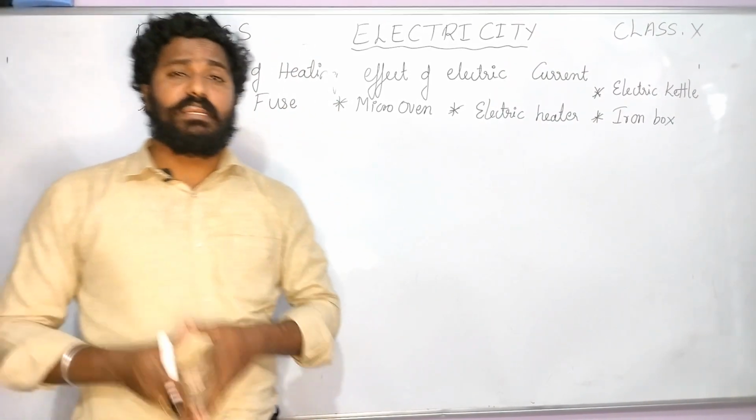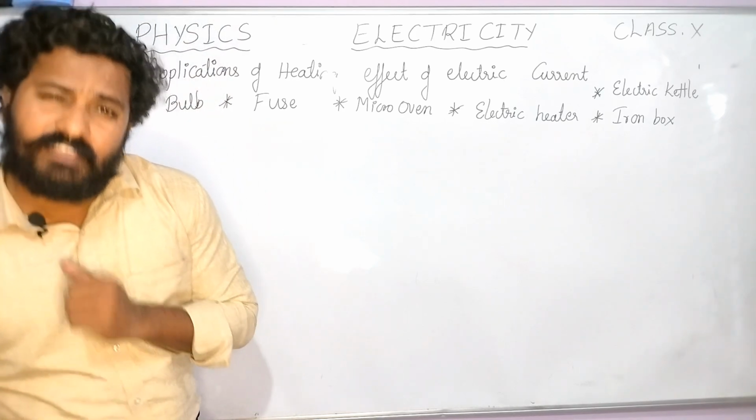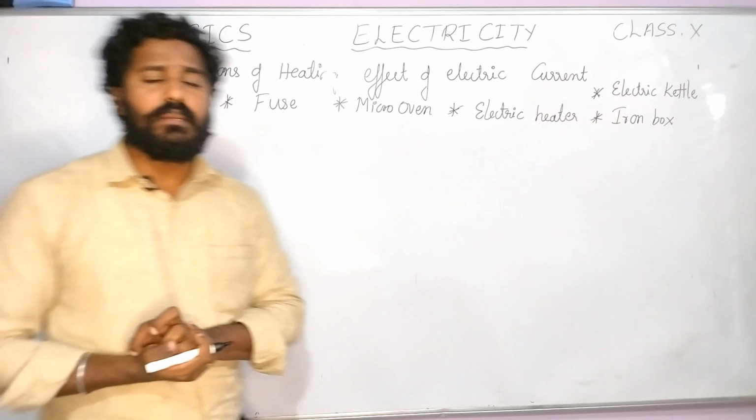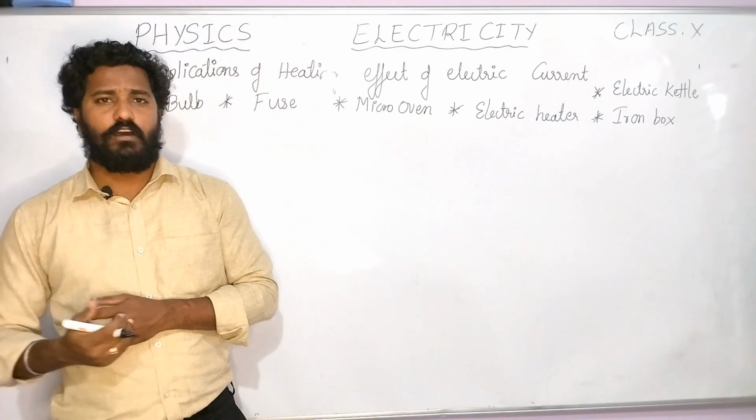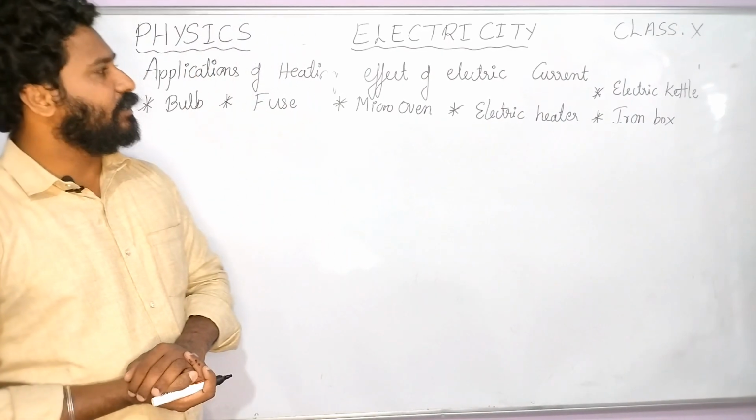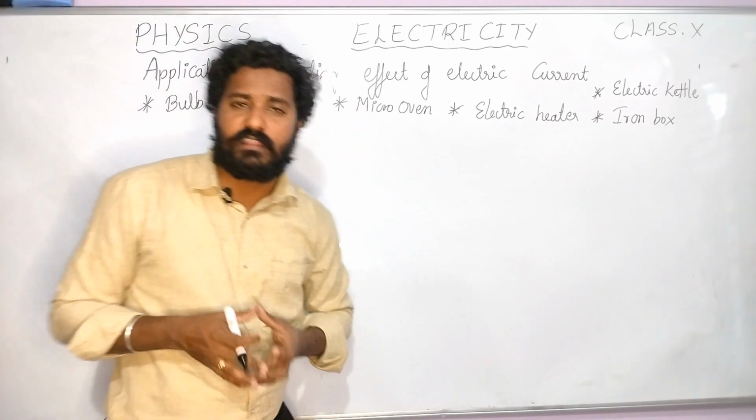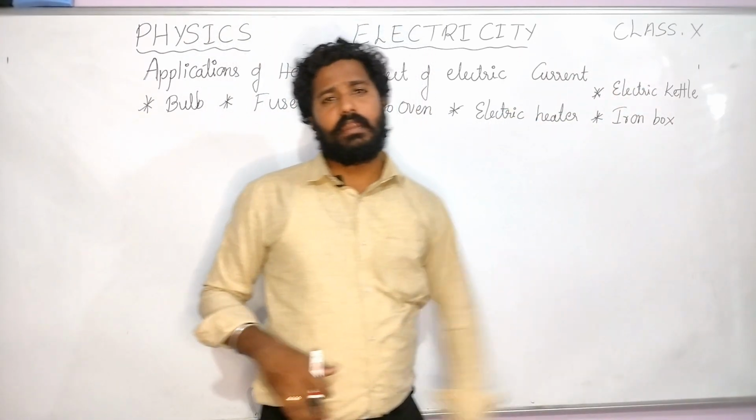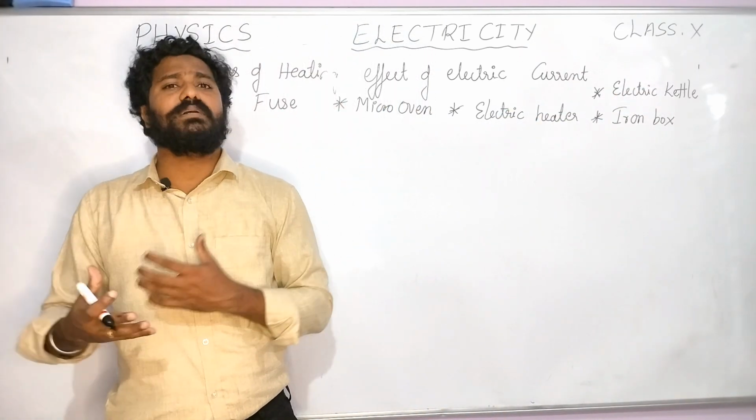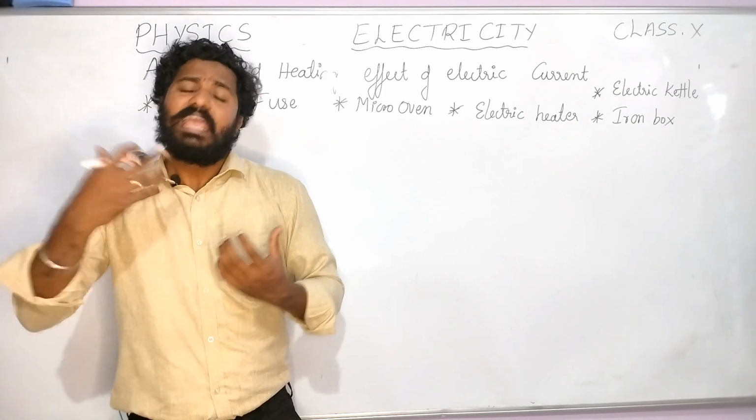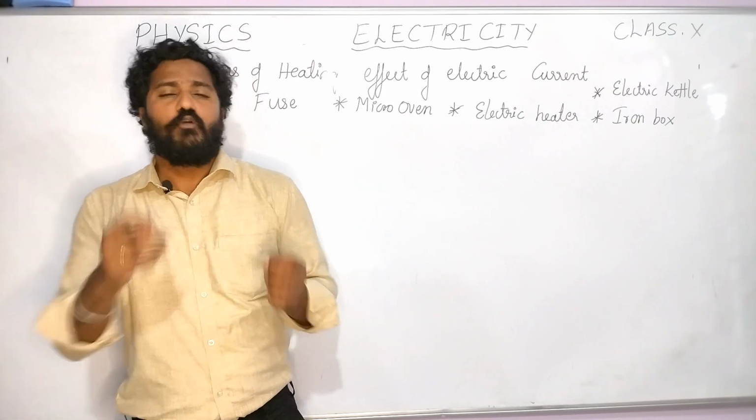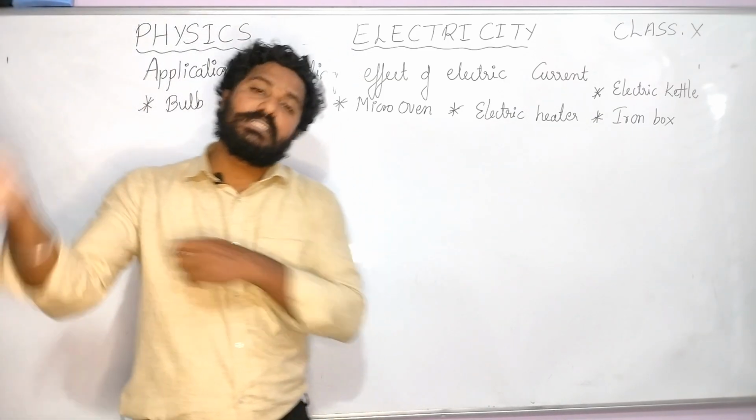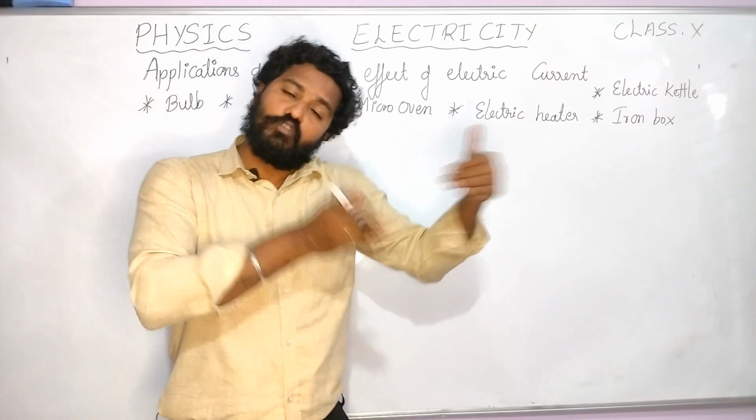So we discussed the heating effect of electric current. Now what are the devices that work on the heating effect of electric current? In a fan and bulb they don't need that amount of heat energy, but some devices are separate. Microwave oven, electric heater, iron box, electric kettle, electric water heater: in all these devices we purposely want to produce heat energy from electricity, so electrical energy is being converted.